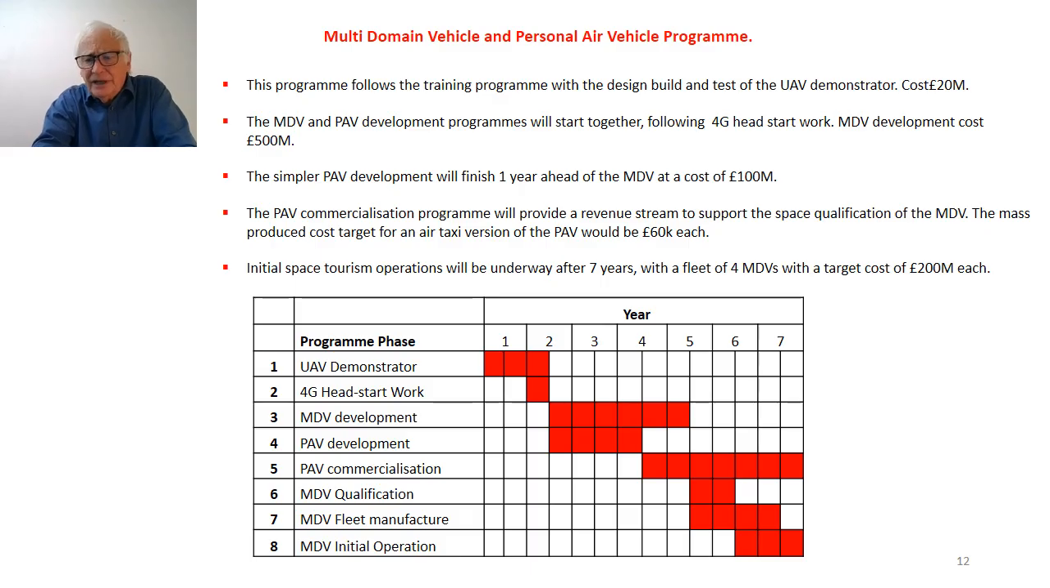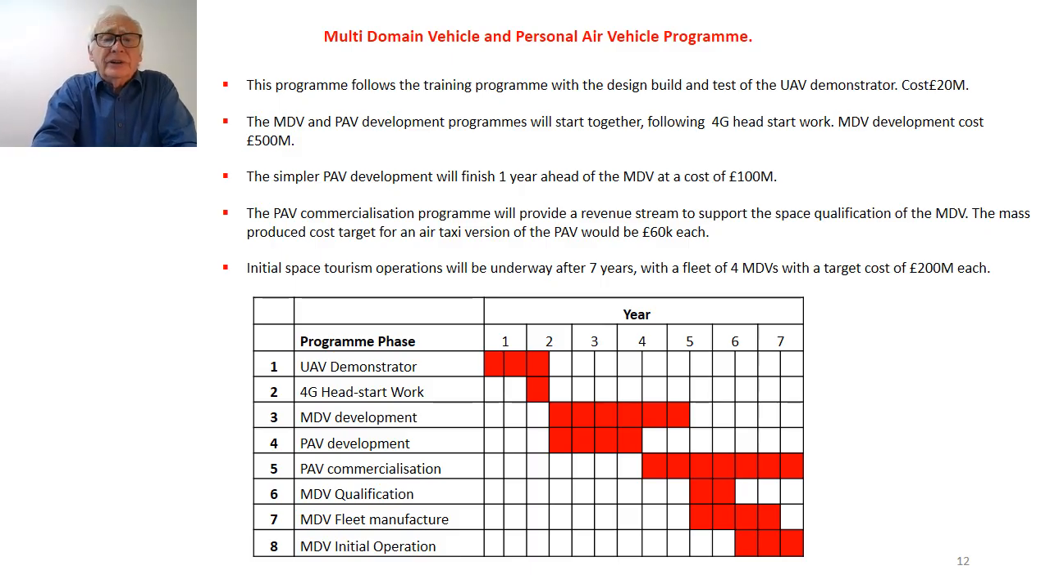Now, any space qualification program is inevitably expensive and quite rigorous. But nevertheless, we can start the beginnings of the fleet manufacture program at the beginning of the qualification period, because you have fixed the design at that stage.